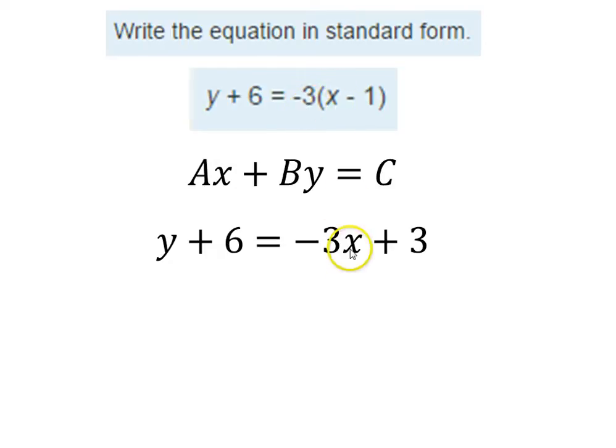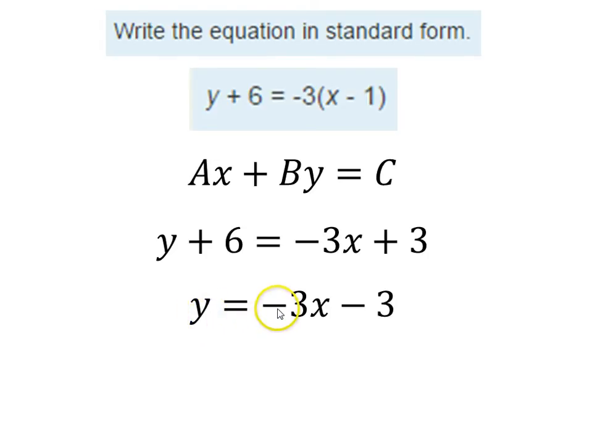-3 times x is -3x. -3 times -1 is +3. So I've distributed this -3 to simplify this a little bit. Not in standard form. We don't have our x and y on the same side of the equal sign. So what I'm going to do first is subtract this 6 from the left-hand side and subtract it from the right-hand side, and that 3 minus 6 is -3, which we get right here. Still not in standard form, it's in slope-intercept form.